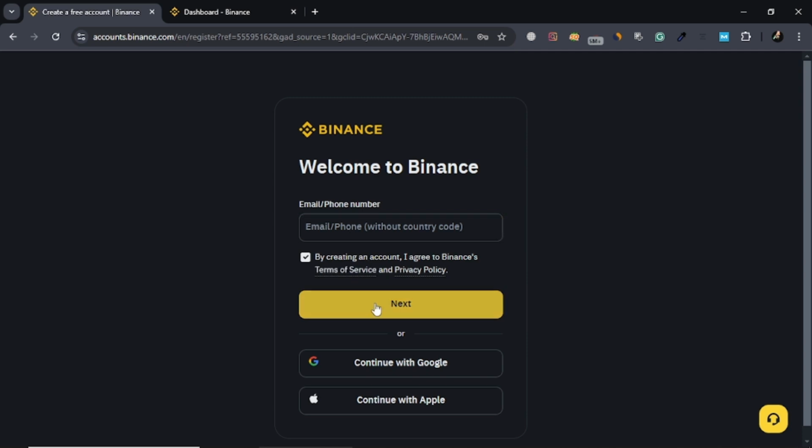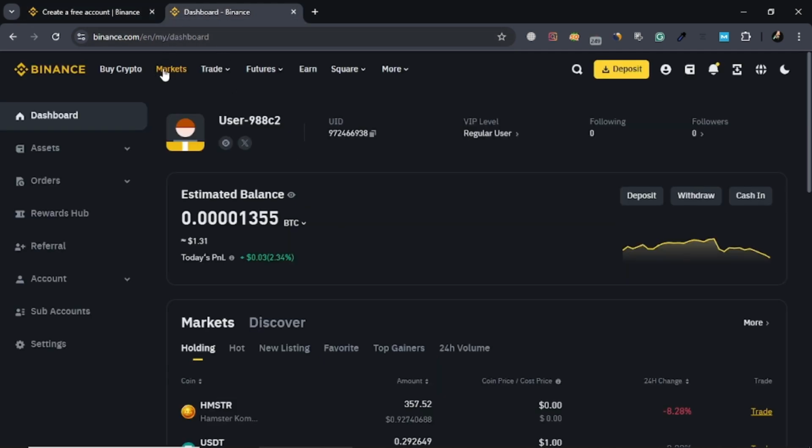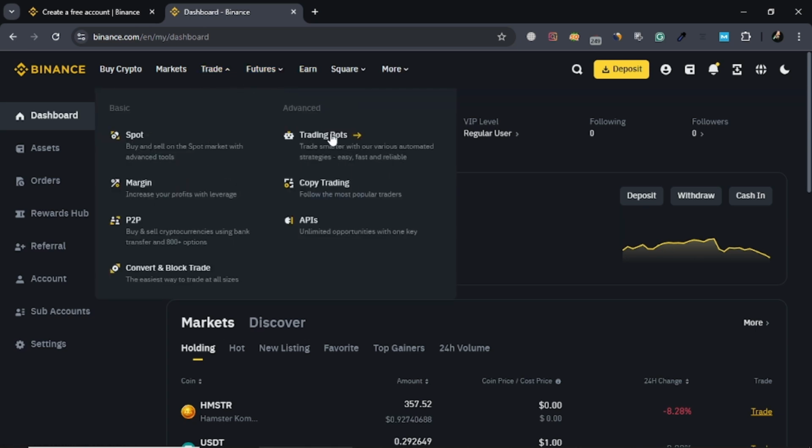Once you're inside Binance, there are two primary automated ways to make money. First is using trading bots like Auto Invest. Second is copying trades through Binance Copy Trading. Many people ask which option is better. With trading bots, you keep 100% of the profits.